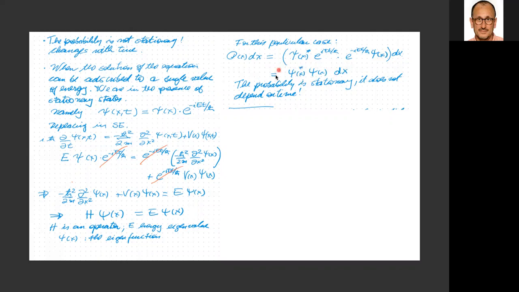So whenever I find a solution like this, it is a stationary probability. Why is that? Because it doesn't depend on time. Okay, the time part is removed. And this only happens for stationary states. And what are stationary states? They are states that have a single energy solution for the Hamiltonian. This is a single energy solution.